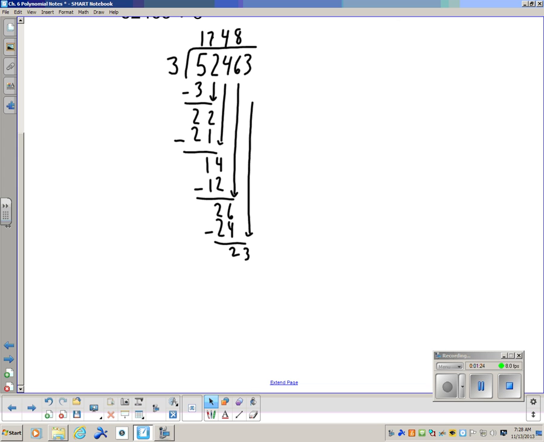So now I can think 3 times 7 there is 21. Subtract, I get 2. So I really get 17,487. And I got a remainder there 2, so I'm going to put 2 over what I'm dividing here by, which is 3. So 17,487 and 2/3. That's how you'd write that.